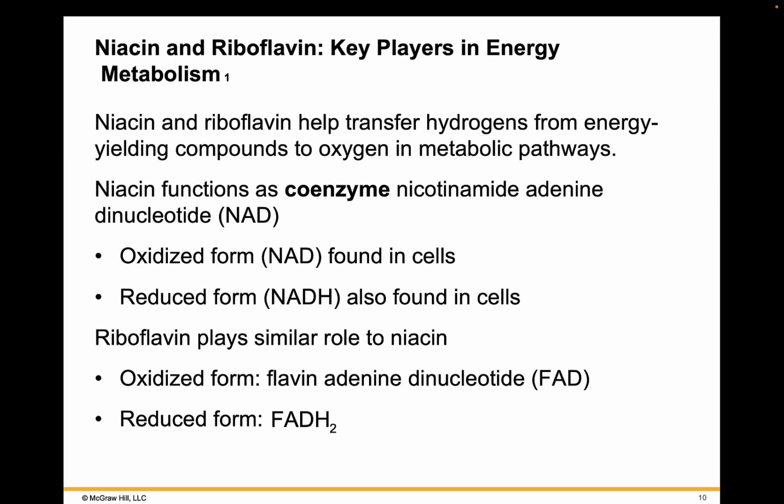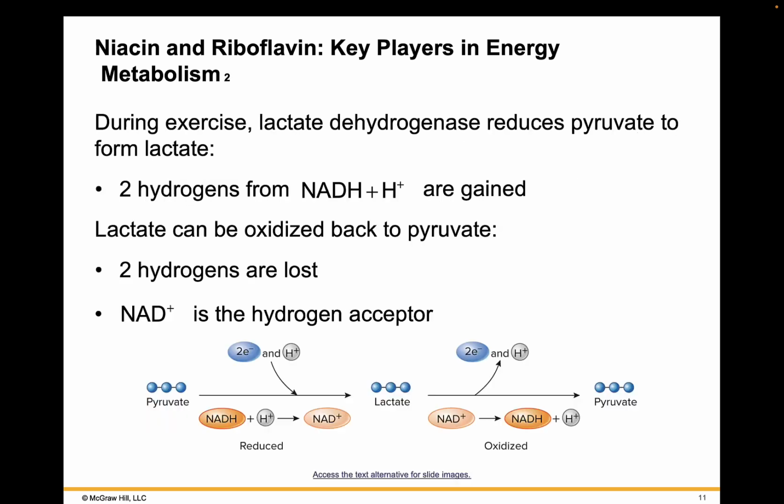Riboflavin also plays a role very similar to that of niacin. The oxidized form is flavin adenine dinucleotide, or FAD, and the reduced form will be FADH2. Now, keep in mind, we're going to refer to NADH with the corresponding hydrogen ion, along with FADH2, as electron transport carriers. Notice they've been reduced, so they've become more negative because they are actually transporting negatively charged particles.